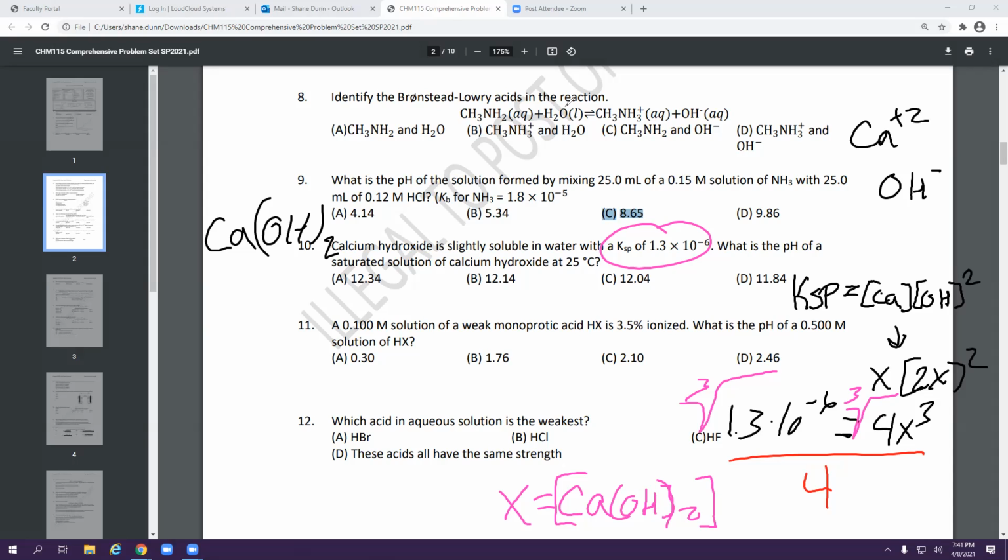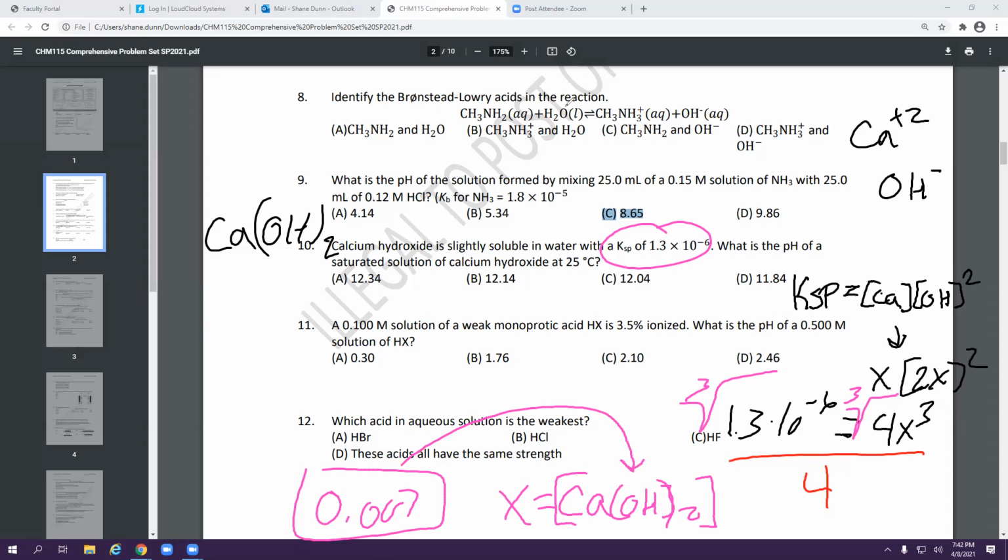0.069. Let's round that up real quick. To what? 0.007. The reason I'm doing this is for an easy way. You'll see why I rounded it up. Okay, that is the concentration for calcium hydroxide.